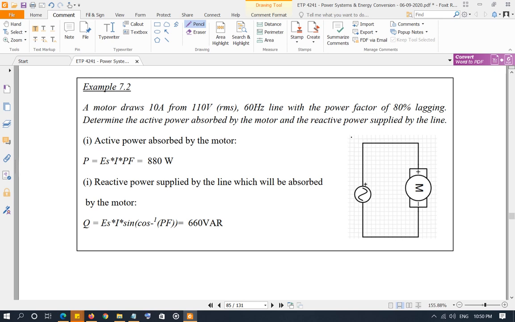So let's look at this example, and this example is pretty straightforward. 10 ampere current is being pulled by this motor connected to a 110 volt RMS, 60 hertz line. Power factor is 80% lagging. So generally power factor is given in terms of percentage, because remember power factor can only go from 0 to 100%, 0 to 1, either lagging or leading. It cannot exceed 1, it cannot go below 0. Determine the active and reactive power. So active power is supply voltage ES times current times the power factor, as we just discussed, 880 watt, and reactive power is ES times I sine of cosine inverse of power factor, as I just explained. So 660 volt ampere reactive.